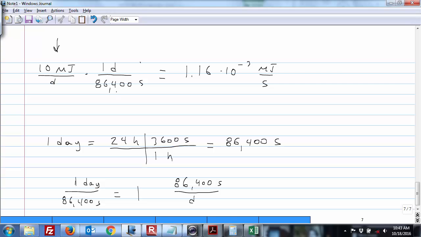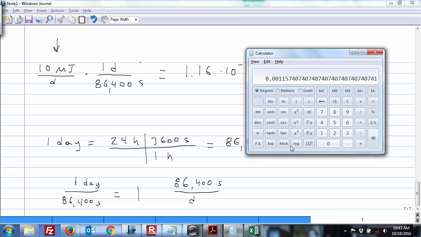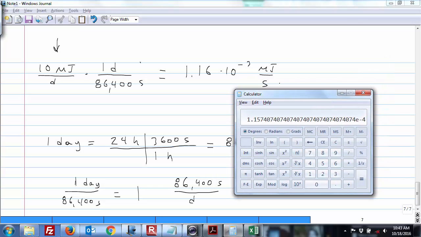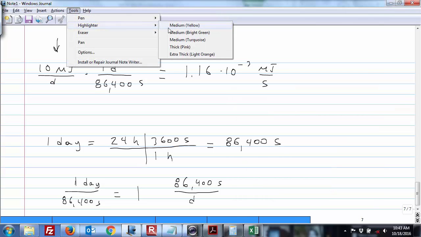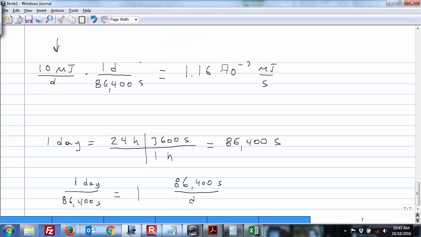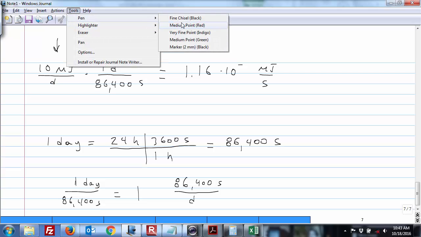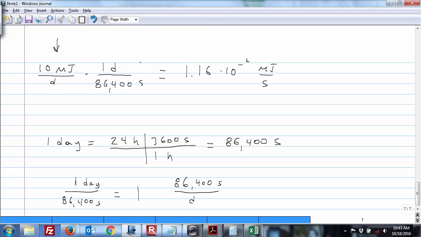10 divided by 86,400. Let's do that one more time. 10 divided by 86. Yeah, 1.15 times 10 to the minus 4. Yeah, that's where the error is. So that's 1.16 times 10 to the minus 4. Yeah, just always double check. Minus 4 megajoules per second.